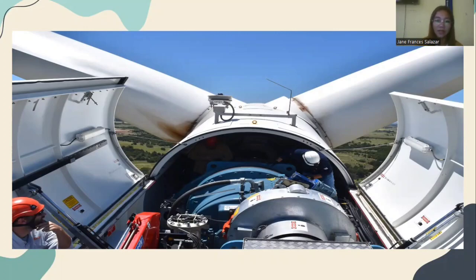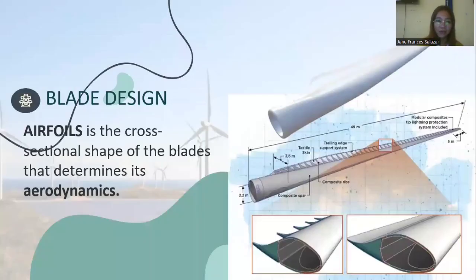Next naman, sa blade design, yung airfoils. Airfoil is the cross-sectional shape of the blades that determines its aerodynamics. And it is a key blade design, and this airfoil design allows the blade tips of the wind turbine to move faster than the wind is moving. And also, to generate more power and higher efficiency.